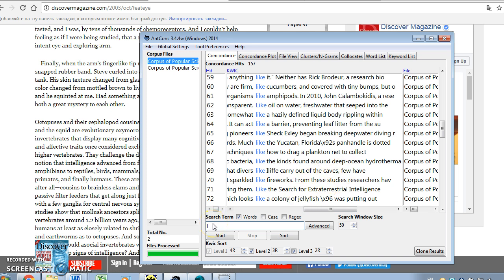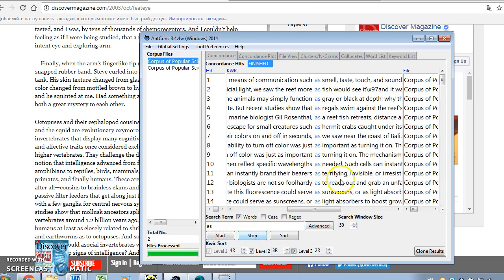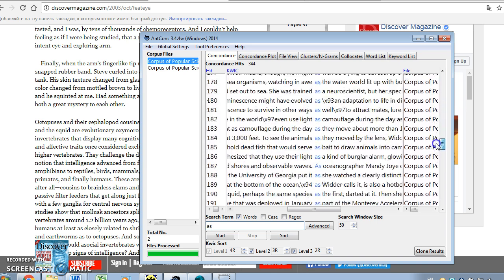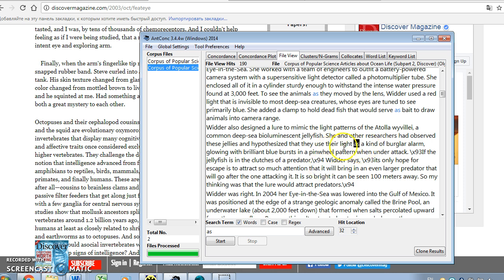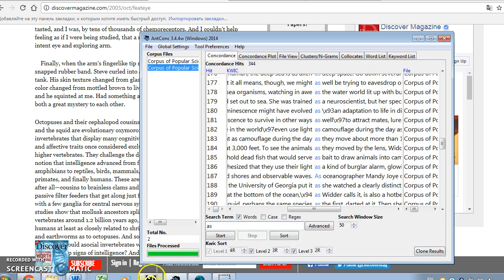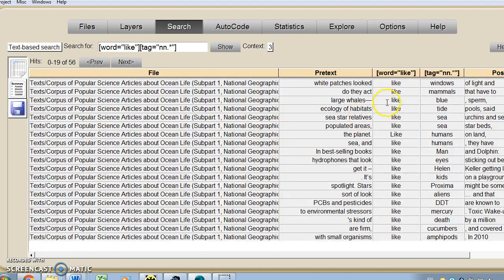And the same also we can do, for example, with as. And then we will also notice that there are some interesting examples. For instance, if you look here, we will see this one, they use their light as a kind of burglar alarm. So seems to be quite metaphoric-like. And also, of course, if we need it, we can see the actual context of their use, which is very convenient about this project. And perhaps I will also still use the AVM corpus tool for some additional searches, for comparing some data between these two tools.